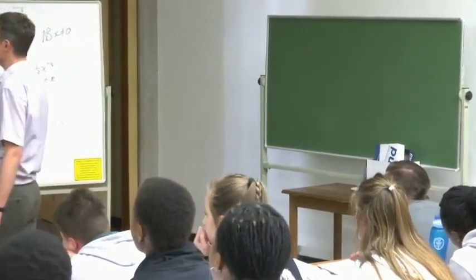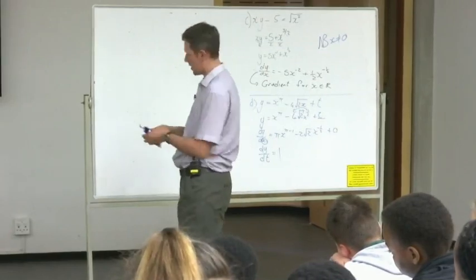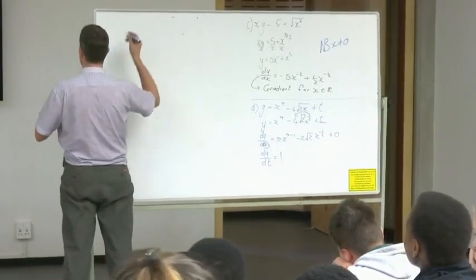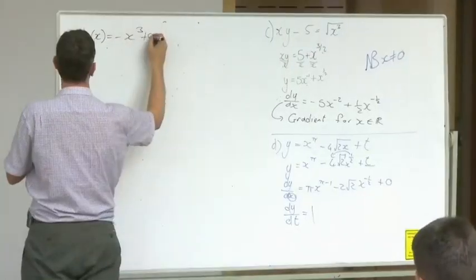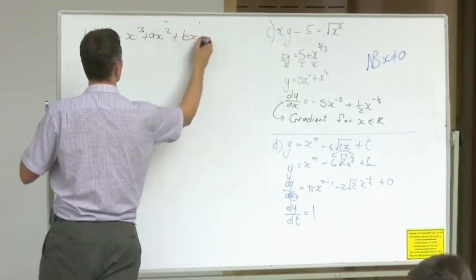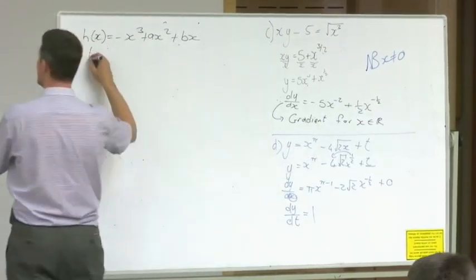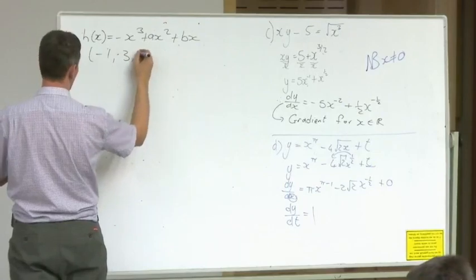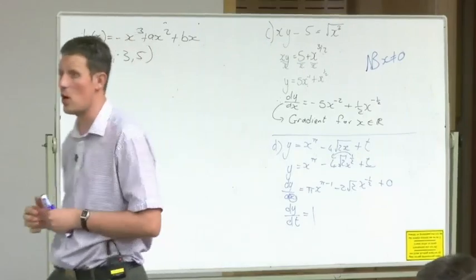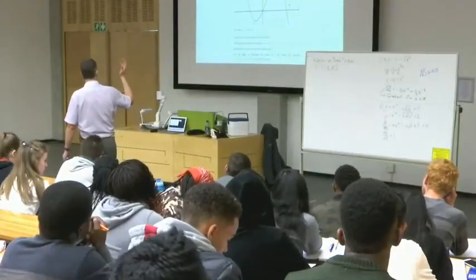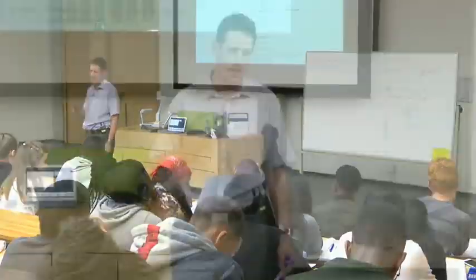Because if I look at this question, it says, the graph of h of x equal to negative x to the 3 plus ax squared plus bx is shown below. They tell you that A negative 1, 3, 5 and B 2, 10 are the turning points of h. The graph passes through the origin and further cuts the x-axis at C and D.